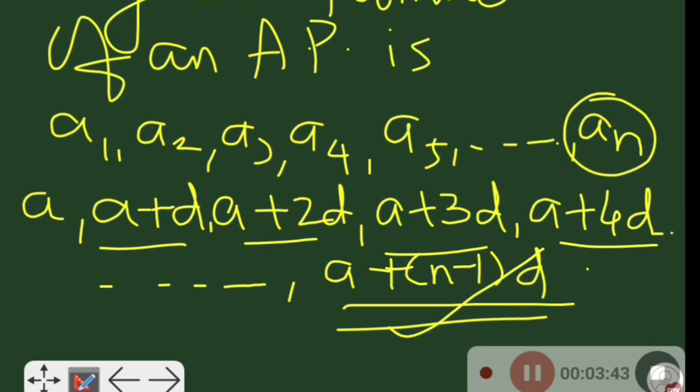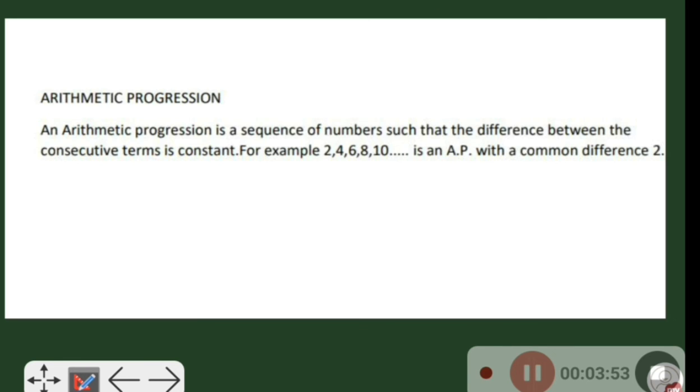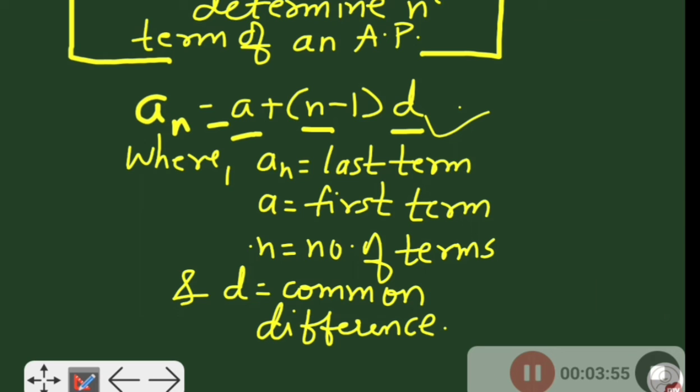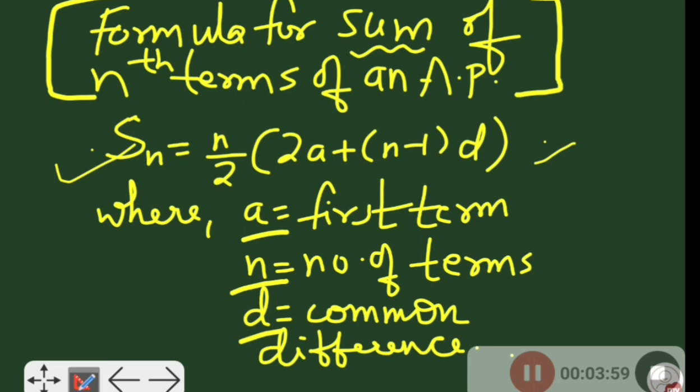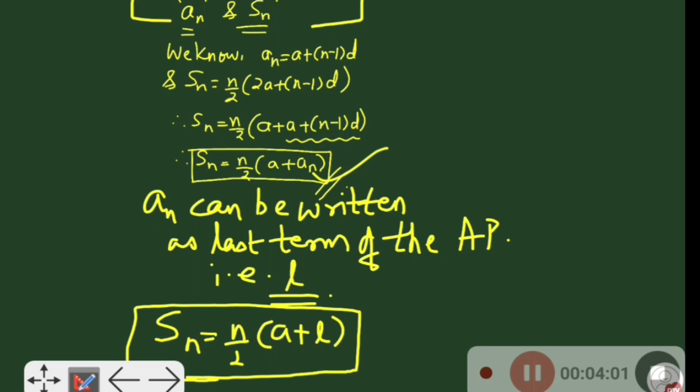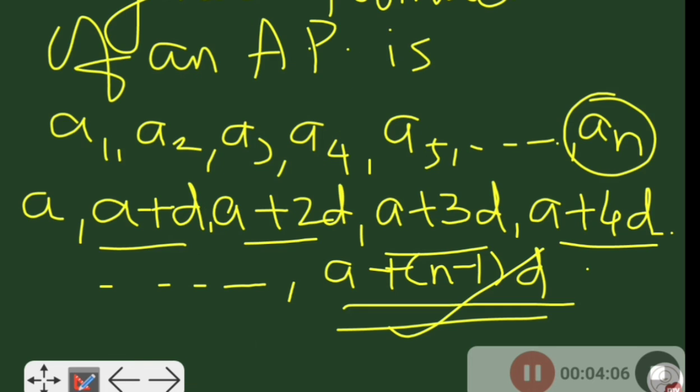So I hope you are clear in this video about the basic terms of an AP. Let us summarize it. First, we have seen the definition, then the formula for an, third is the formula for Sn, then the relation between an and Sn, that is Sn is equal to n by 2 bracket a plus an, and the general form of an AP, that is a, a plus d, a plus 2d, a plus 3d up to a plus n minus 1 into d.